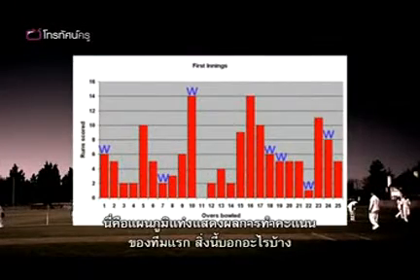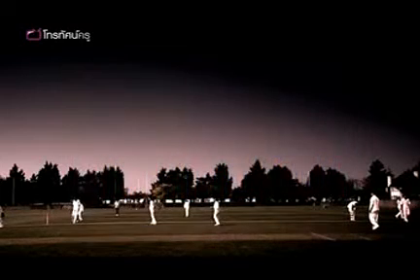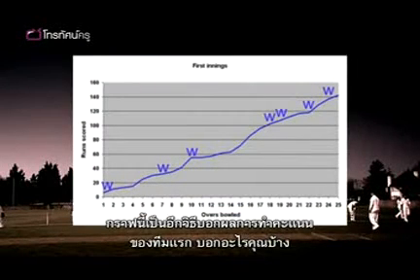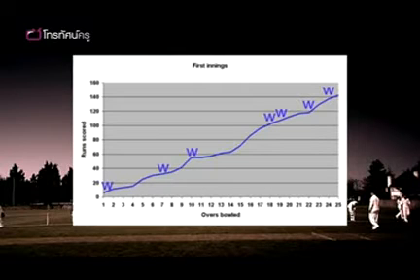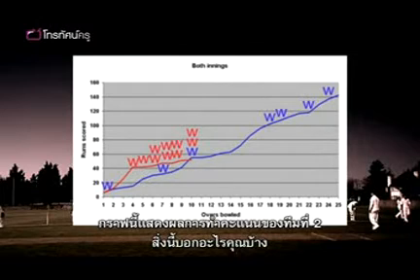This bar chart represents the first team's innings. What does it tell you? This graph is another way of looking at the first team's innings. What does it tell you? And this graph also shows the second innings. What does this tell you?